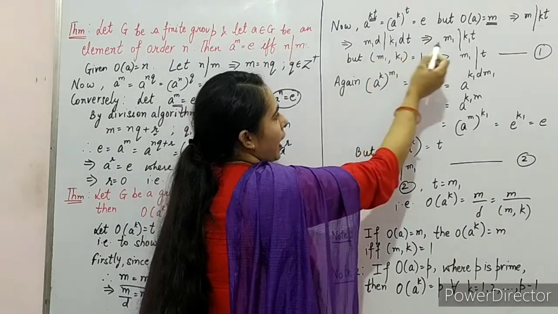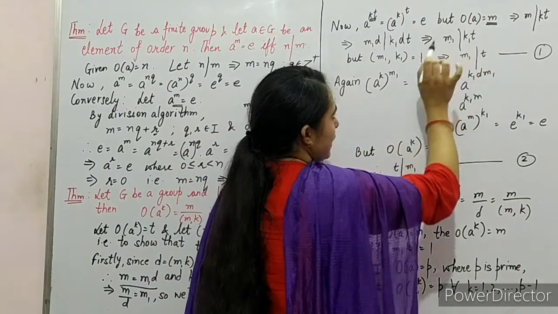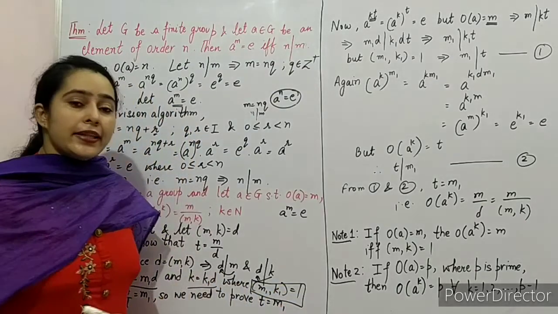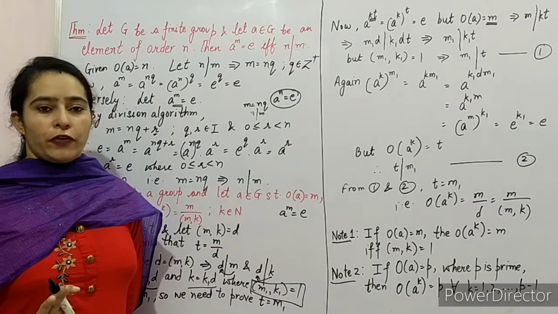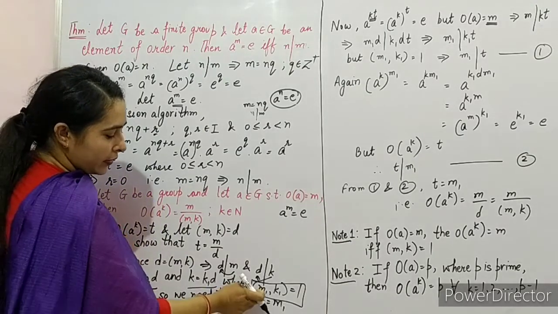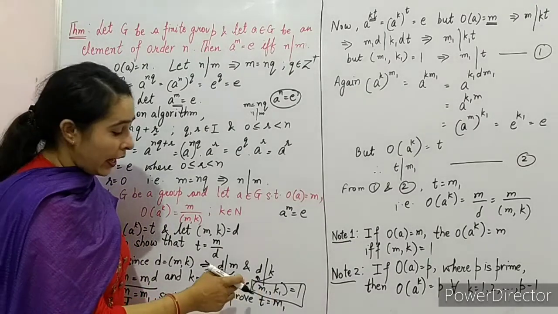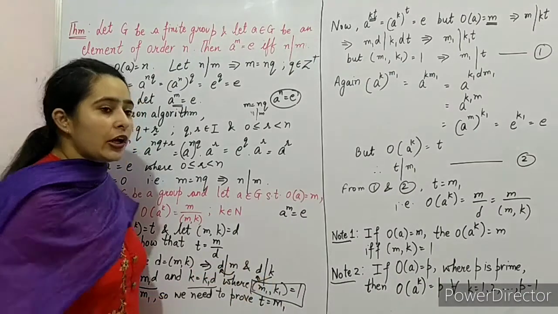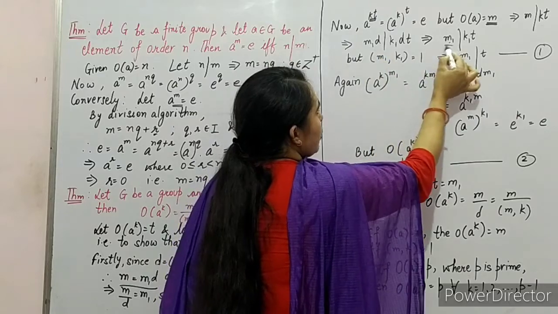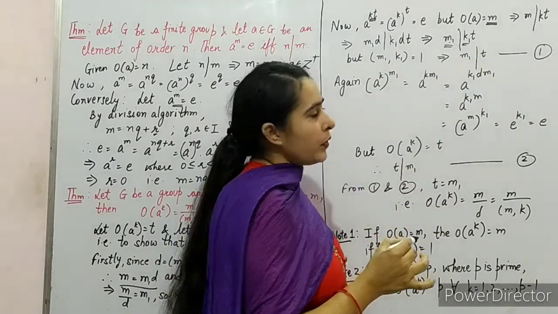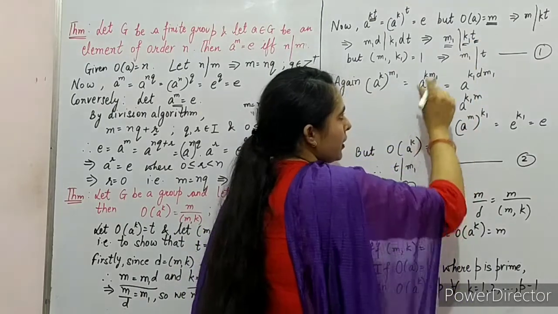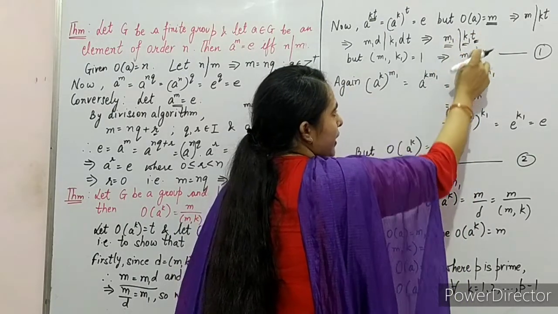Now cancelling d, we have m1 divides k1 d. And since GCD of m1 and k1 is equal to 1, that means there is no common factor in m1 and k1, because if they had a common factor, then GCD cannot be 1, right? So GCD of m1 and k1 is 1. That means where is the common factor? The common factor is somewhere here. This implies m1 divides t.